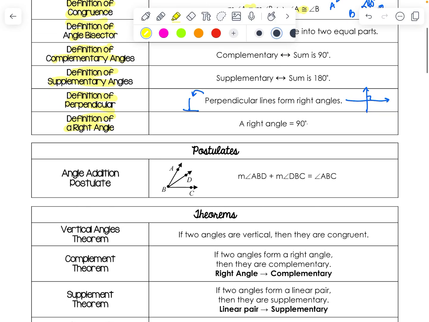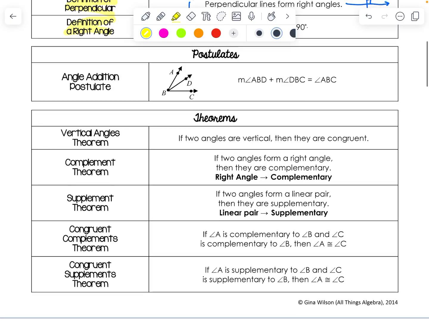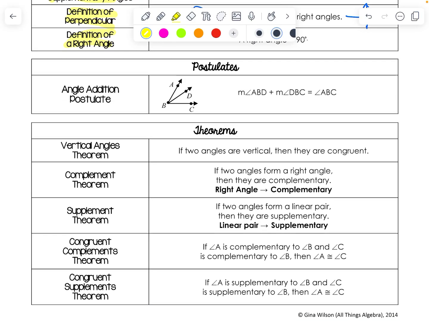We have some postulates and theorems. Some of these are old, and some of these are kind of new, so you definitely want to pay attention to the last ones here. Angle addition is when the two pieces add up to be equal to the whole thing. Remember, it doesn't say anything about a bisector. Be careful to not assume that unless you're told. Next, we have vertical angles. With vertical angles, when I have two lines, these angles are congruent as well as these. All vertical angles are congruent to one another.